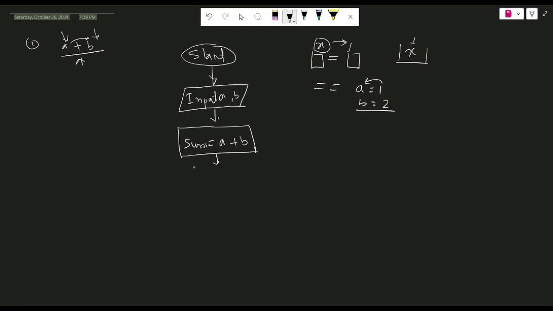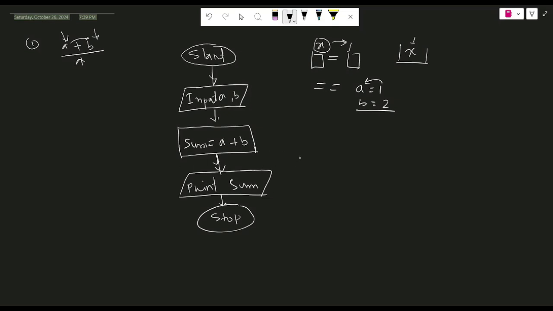Next, we have to print this one. So we'll write print sum. Clear? Now here it's an output, so for output we use the parallelogram diagram. Let's connect this, and after that we don't have anything, so we'll write stop or end, the end of the diagram. Clear? Like this. So this is a very basic one.